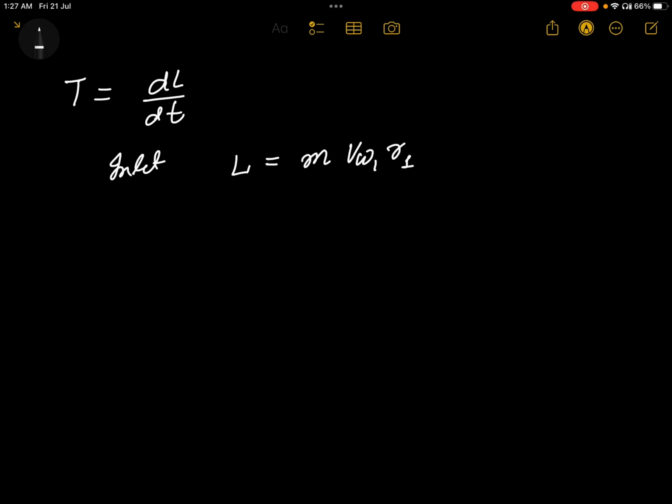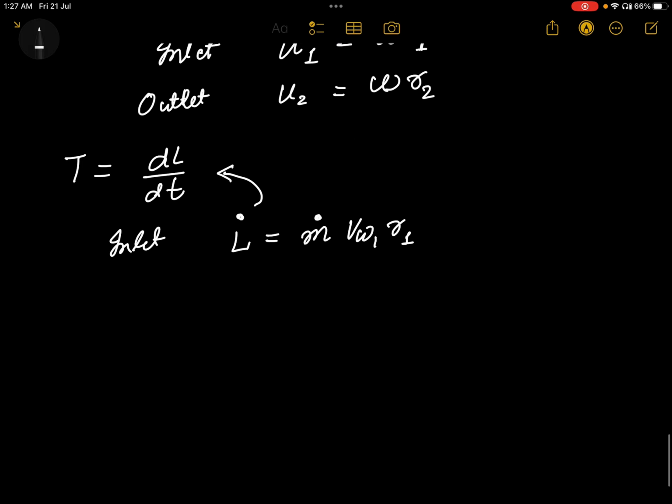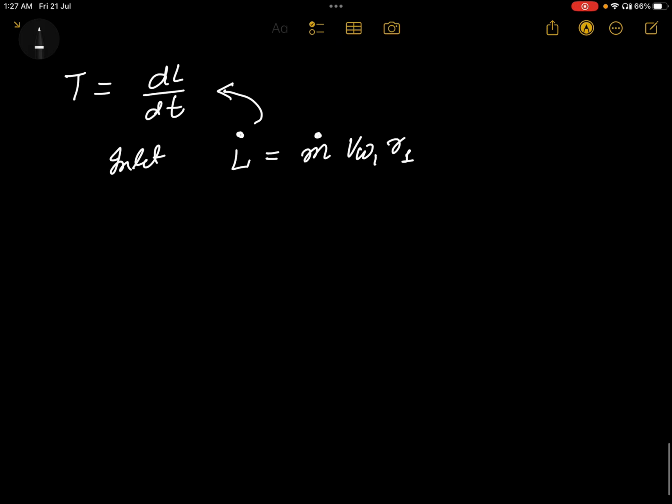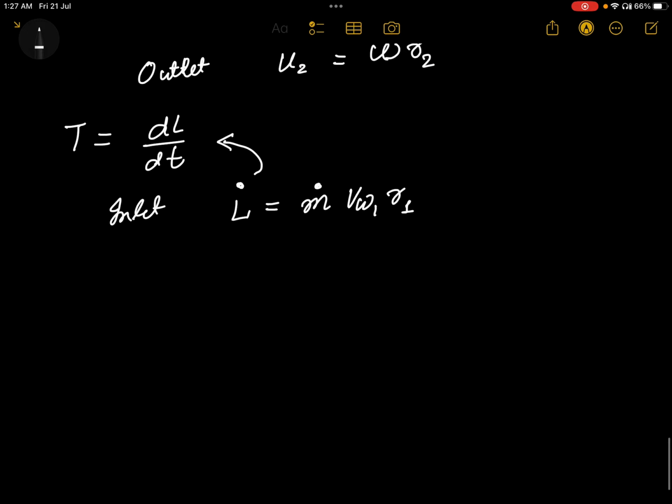Now because here we are taking the fluid, mass will be the rate of change and angular momentum will be the rate of change. So here you don't need to differentiate it. You just have to take the difference.